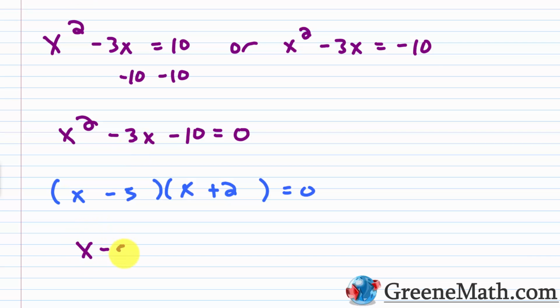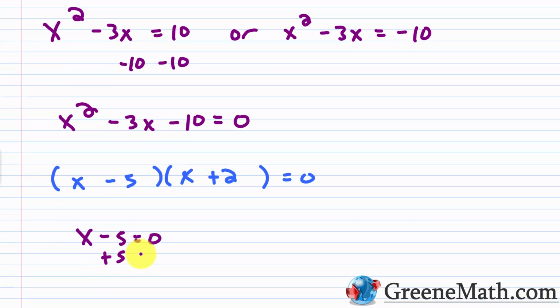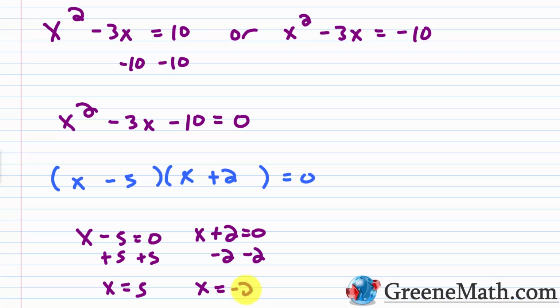So I'll say x minus 5 equals 0. Add 5 to each side of the equation. I get x is equal to 5. Then over here, I would say x plus 2 is equal to 0. Subtract 2 away from each side of the equation. I get x is equal to negative 2. So those are two solutions. We got x equals 5 and x equals negative 2.